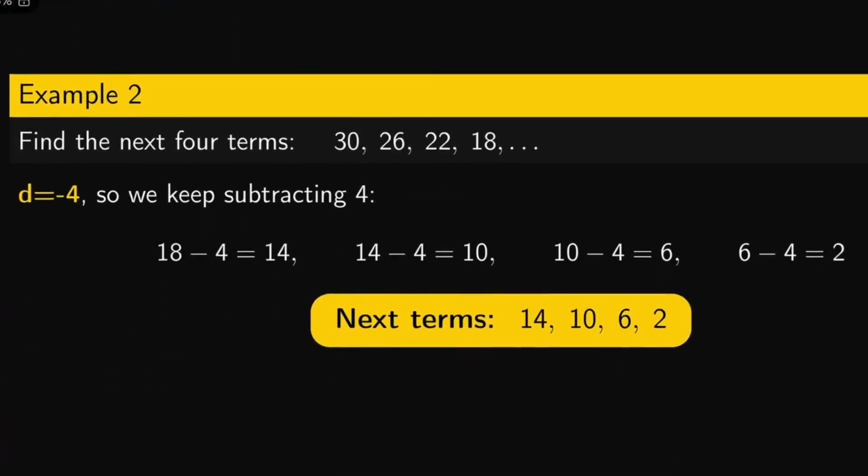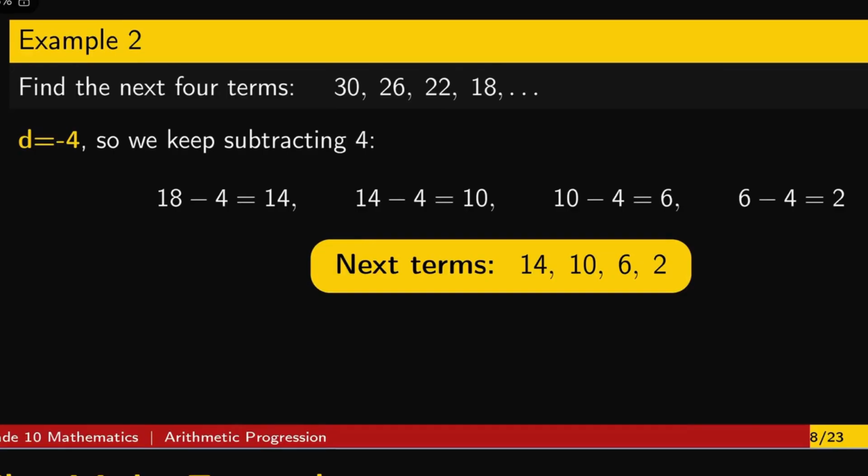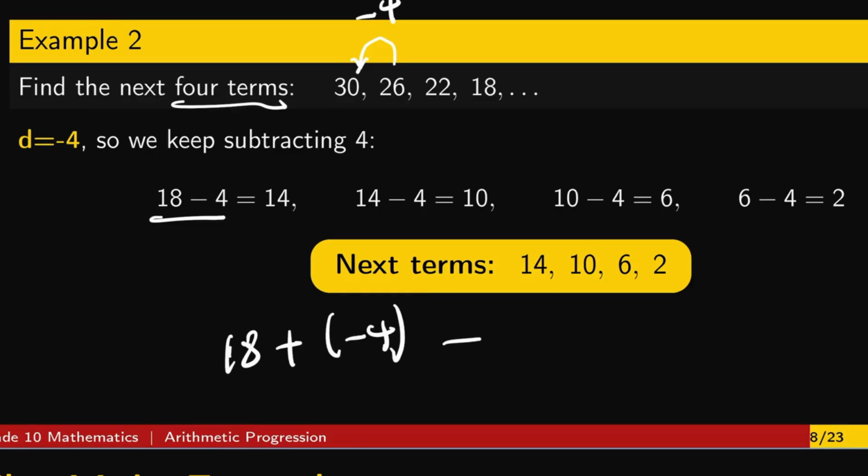Let us do another exciting example. In this example, we want the next how many terms? 4 terms. Now, look at this. I do 26 minus 30 to find the common difference. So 26 minus 30 is exactly negative 4. 22 minus 26 is negative 4. So meaning the common difference is a negative number. But remember, we are adding for us to get the next term. So we get 18 and add 4. But remember, this is 18 plus negative 4, which is just 18 minus 4.